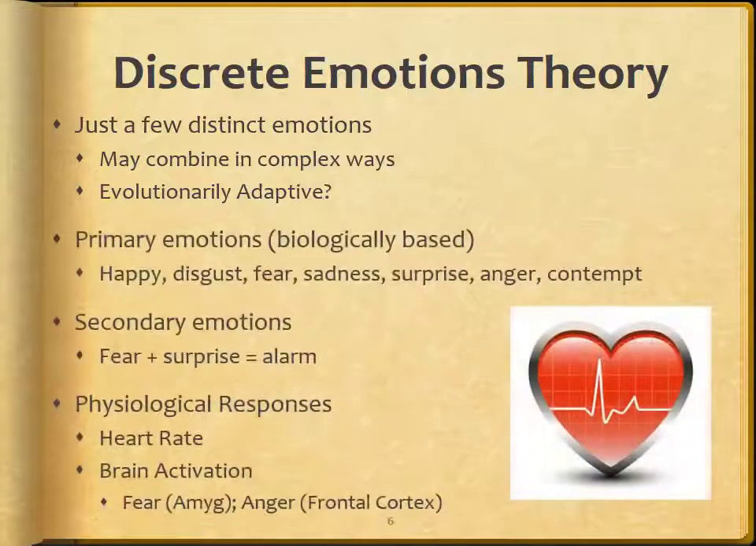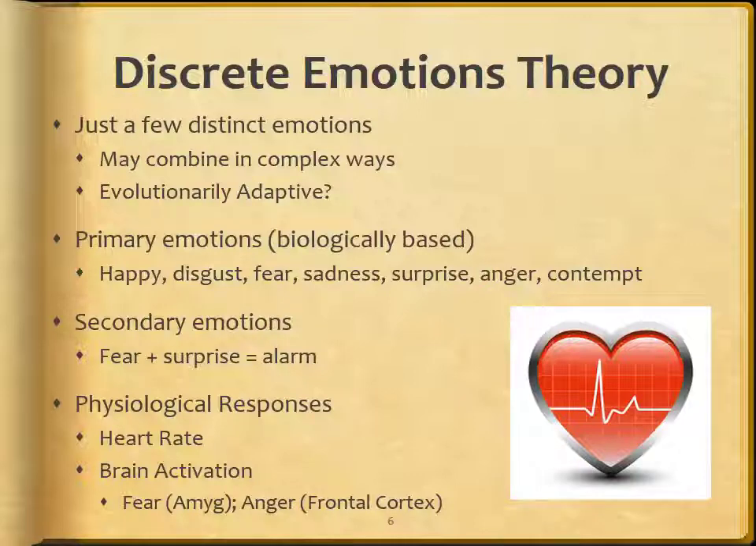According to this theory, we have 7 primary emotions. These emotions I actually already mentioned earlier: happy, disgust, fear, sadness, surprise, anger, and contempt. They're known as primary emotions because they're biologically based. And these primary emotions can combine to form secondary emotions. So for example, the primary emotion of fear plus the primary emotion of surprise leads to the secondary emotion of alarm. There's actually good support that we have these 7 primary emotions and that they are biologically based, as we will see in just a few moments.